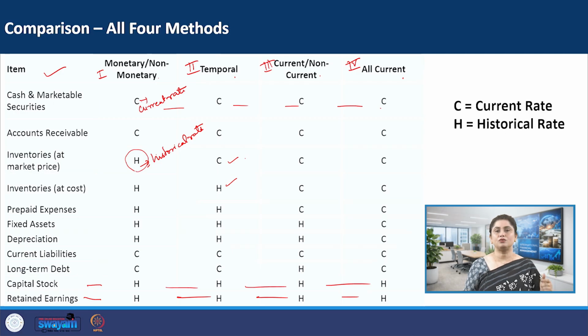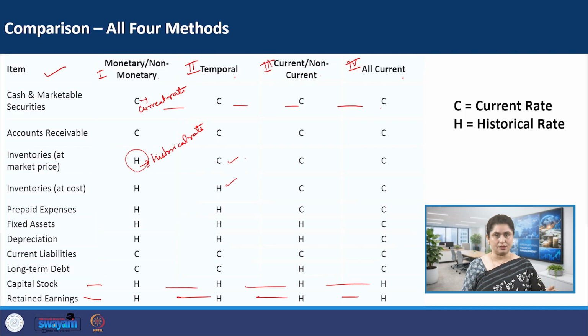Long-term debt is another notable difference. Under the current non-current method, long-term debt uses the historical rate because it is non-current. But under the monetary and non-monetary method as well as the temporal method, it uses the current rate because it is a monetary item. This is one of the most significant practical differences between the methods.